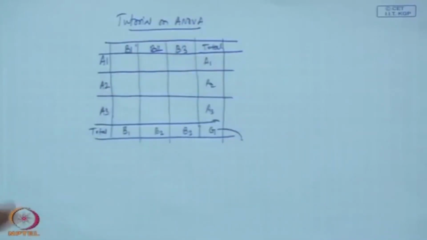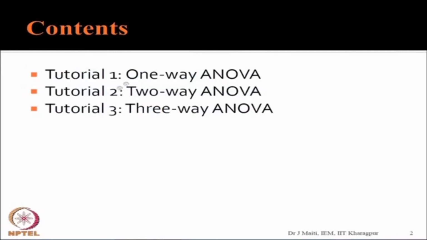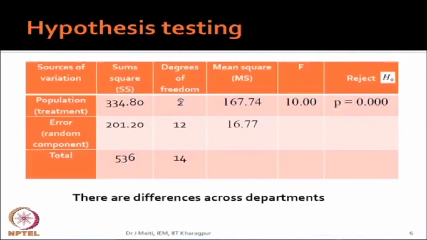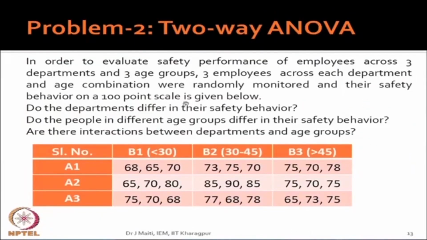Last class you have seen that we considered two tutorials, one-way ANOVA and 2-way ANOVA, and we have now added one more tutorial on 3-way ANOVA. We have fully completed 1-way ANOVA, partially completed 2-way ANOVA, and we have not completed 3-way ANOVA. So, now I will first complete the 2-way ANOVA and then we will go for 3-way ANOVA. Let us come to the problem for 2-way ANOVA.